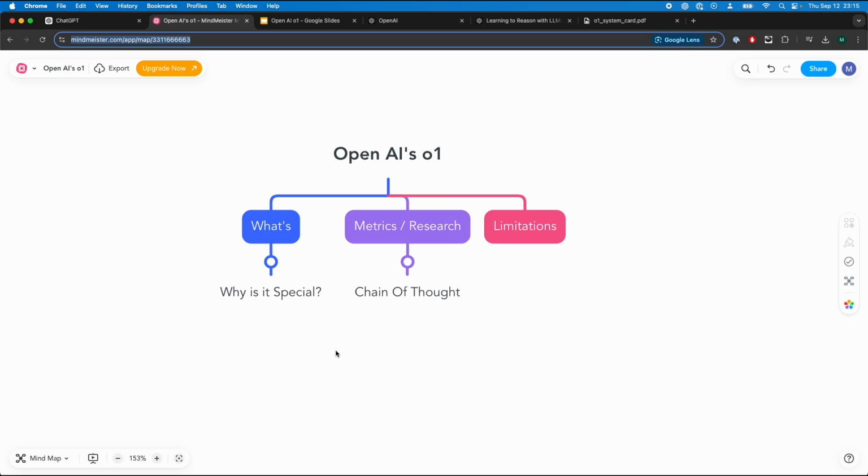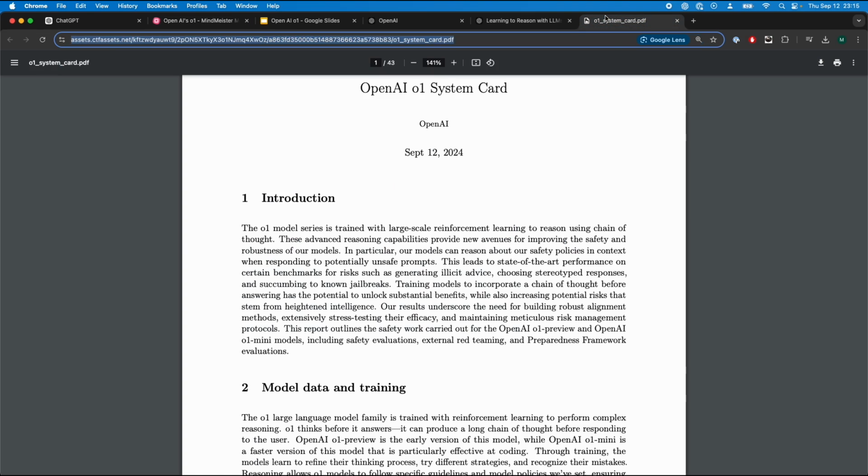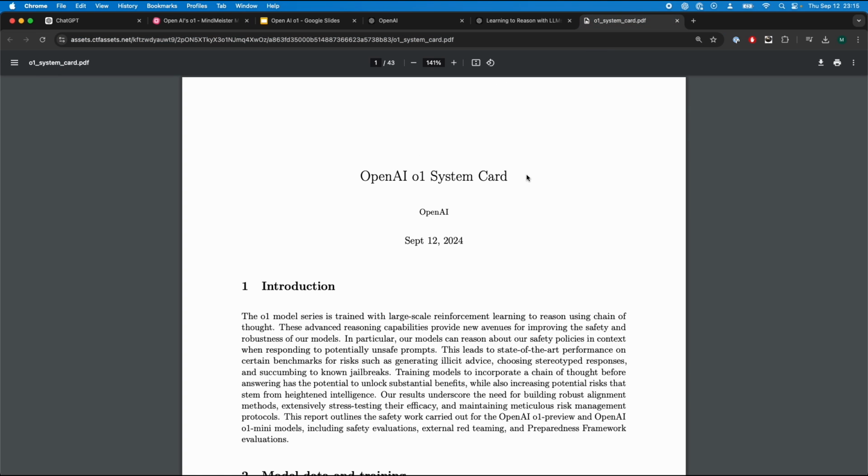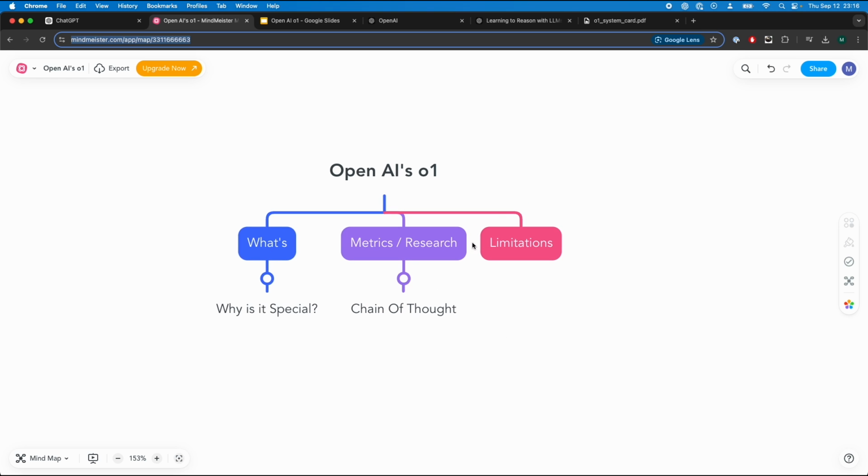So this video will be broken down into three main sections. We're going to talk about what it is and why it's so special. We're going to talk about some metrics, some research. I'm going to go through this specific paper called OpenAI System Card, which is a report/paper that they provided. Talk about how they trained the model and their thought process behind building this model. We're going to talk about some limitations of the model as well, and also various metrics.